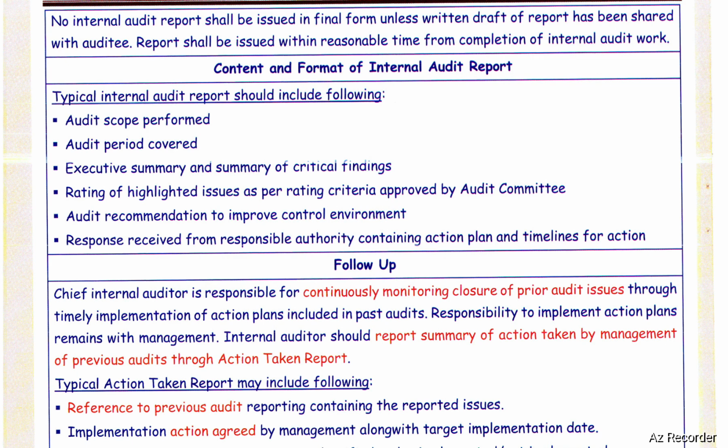Content and format of internal audit report. A typical internal audit report should include the following: audit scope performed, audit period covered, executive summary and summary of critical findings, a rating of highlighted issues as per rating criteria approved by the audit committee, recommendations to improve control environment, and a response received from a responsible authority containing action plan and timelines for action.